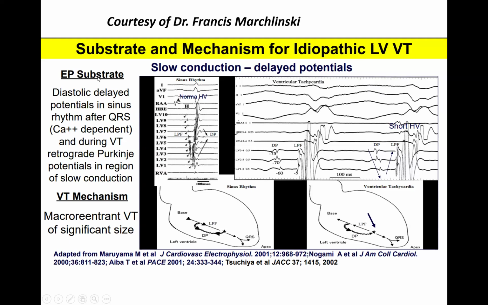So the EP substrate for the left ventricular VT is a diastolic but delayed potential in sinus rhythm after the QRS, and it's very calcium dependent. And during VT, there are retrograde Purkinje potentials in the region of slow conduction. This is our region of slow conduction. And the VT mechanism is like a macroreentrant VT of very huge size.